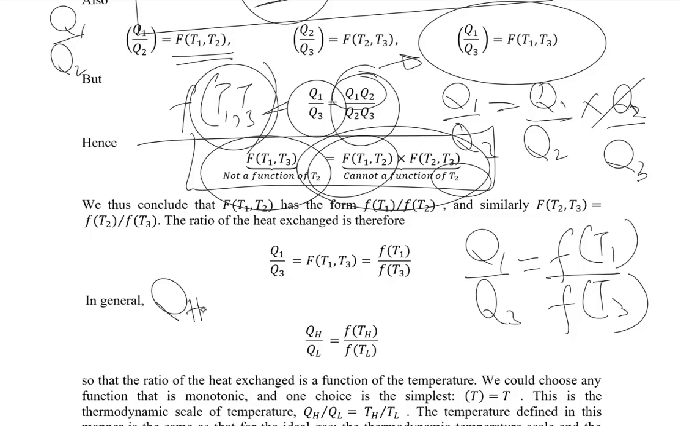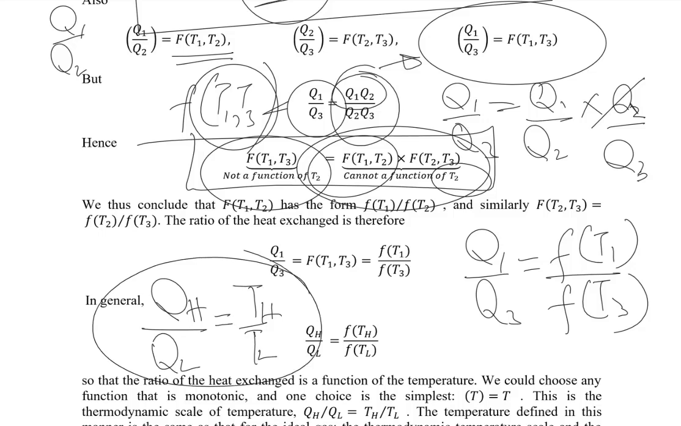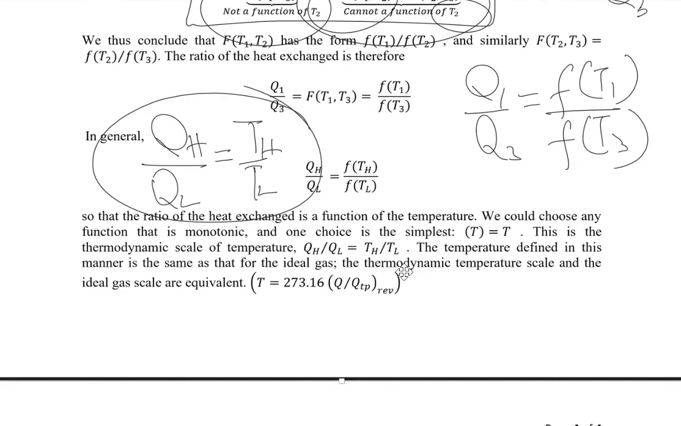So QH, if I'm writing QH by QL, that can only be written as TH by TL, and there is no other equation which we can relate. So we have derived something which means the heat is dependent on the temperature.